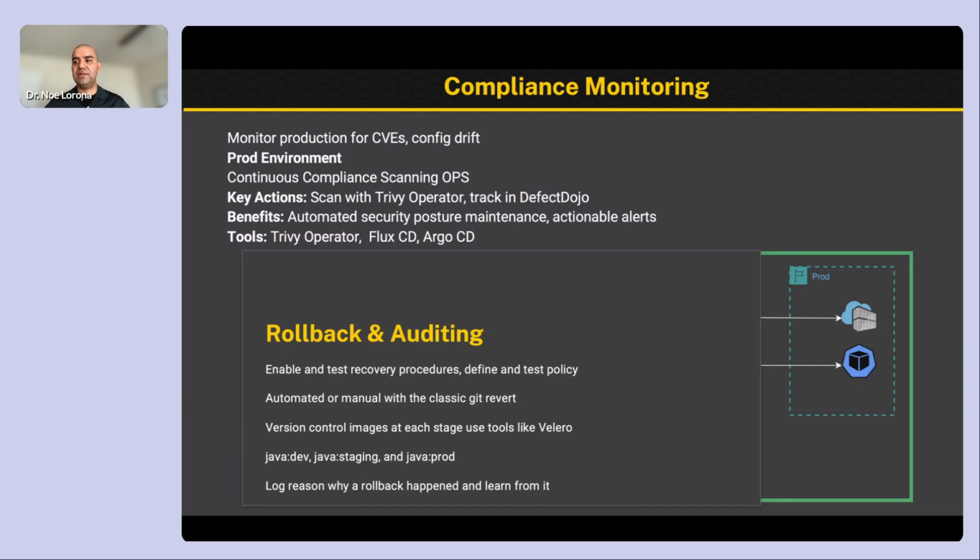The key is to cycle fixes back through dev and staging before patching directly into production. We don't just want to fix it in prod. We want to go ahead and fix it where it came from so that we can create a nice, repeatable, continuous pattern.